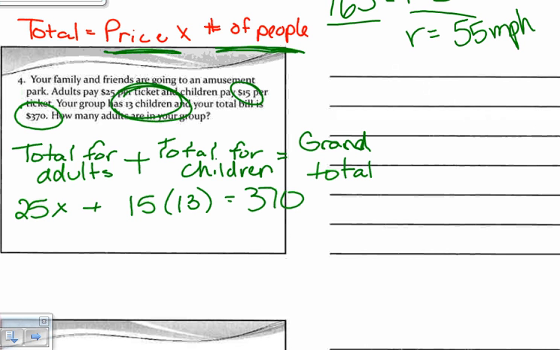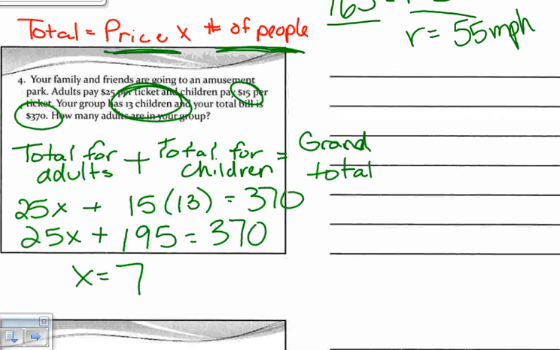So let's simplify it here a little bit. 25x plus 195, that's what I get when I take 15 times 13. This is a little bit more complicated of a problem. Probably going to take a little bit more guessing and checking to solve for x. However, I know that when I solve this, I get x equals 7. There were 7 adults.